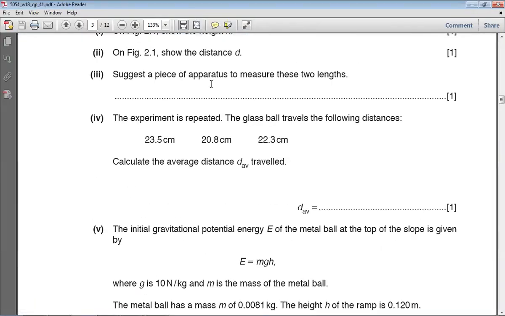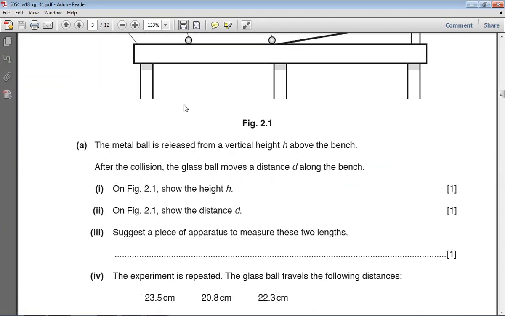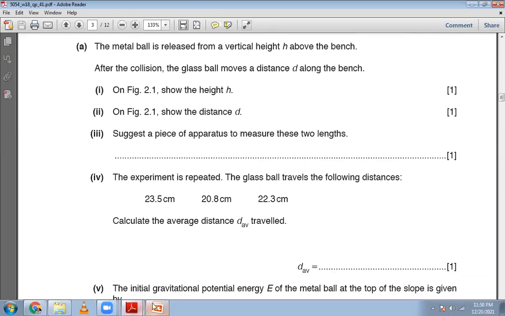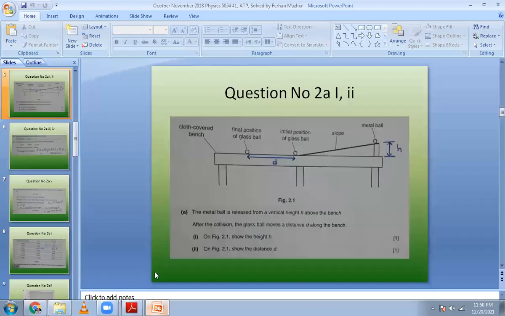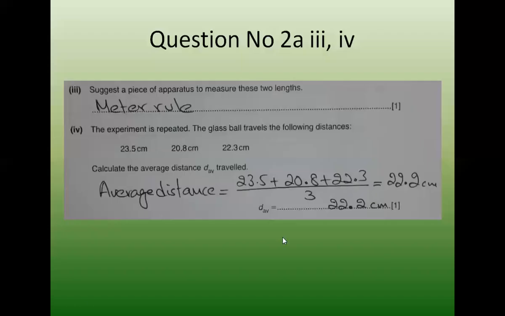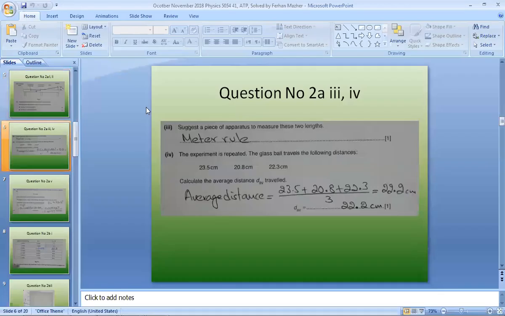Okay, so suggest a piece of apparatus to measure these two lengths. If you want to measure these two lengths, you can use a meter rule. If we want to measure these lengths, the simple apparatus is a meter rule. You can use the meter rule to measure it.